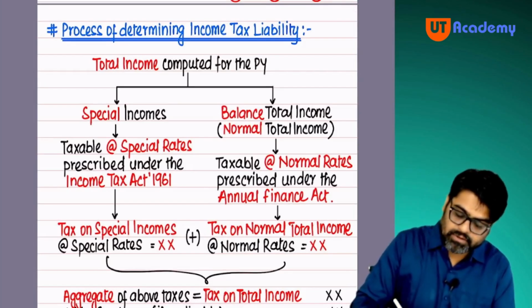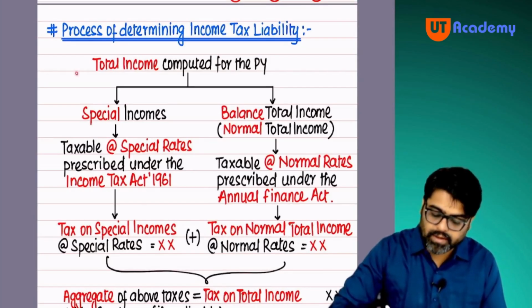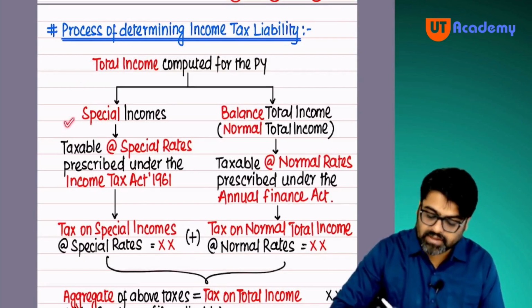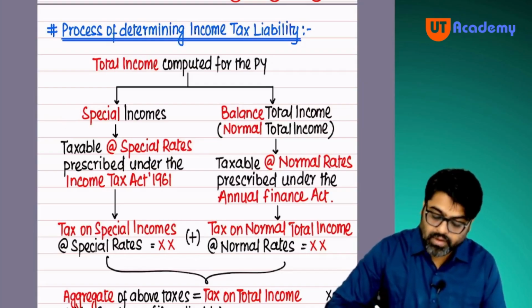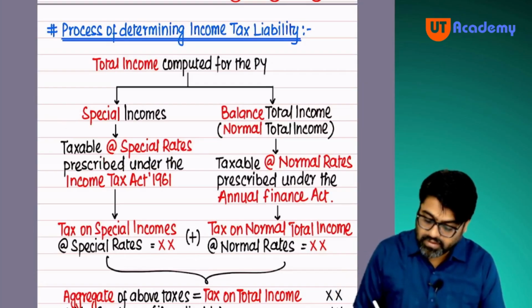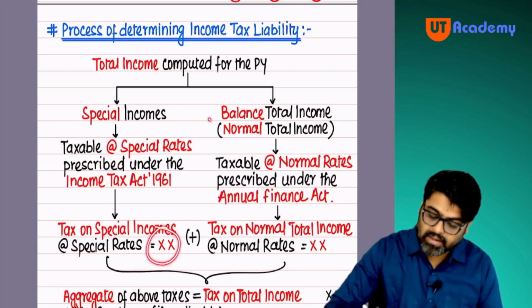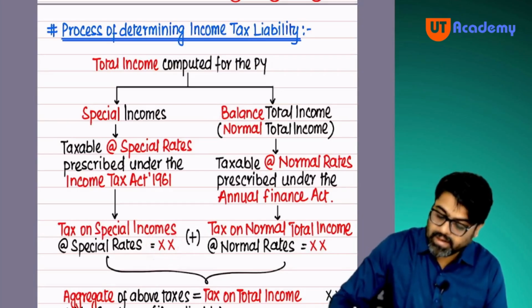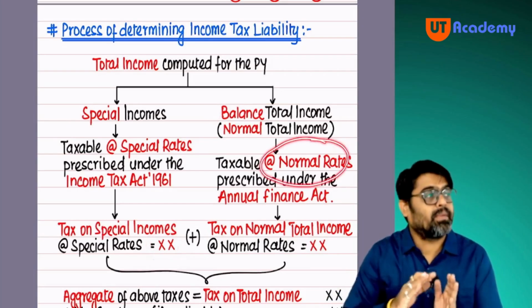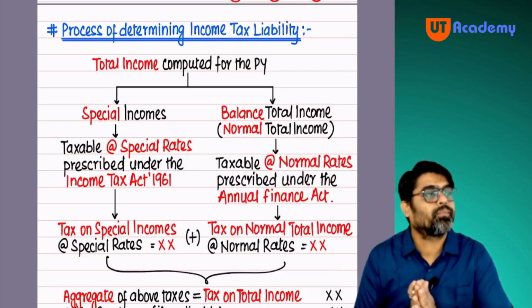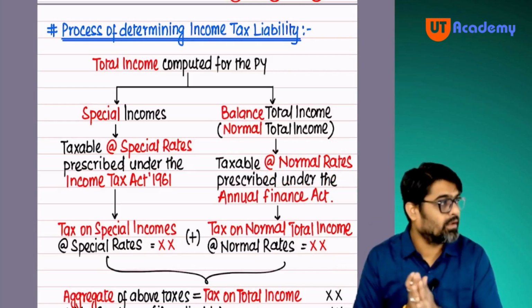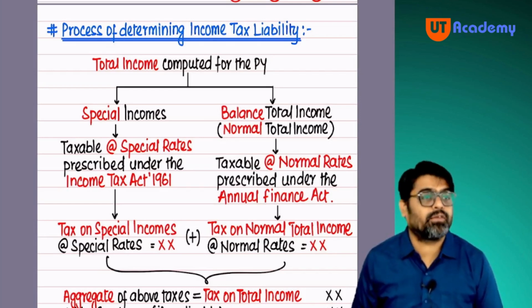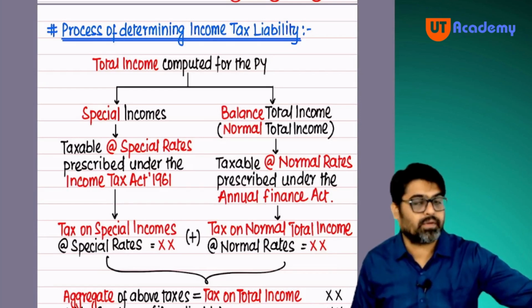Now, first we calculate the total income. Then special incomes are there. On them, we apply special rates. We will calculate one tax amount. Balance total income is there. We apply normal rates. That balance total income is also known as normal total income. Yes or no? So on that, we'll apply normal rates of tax. Okay, no?